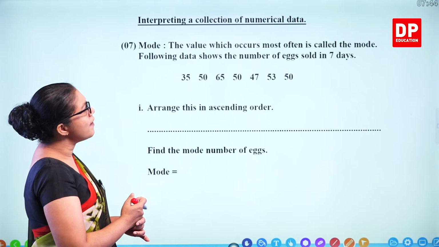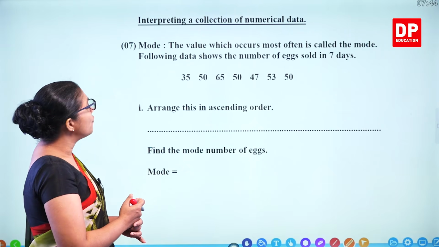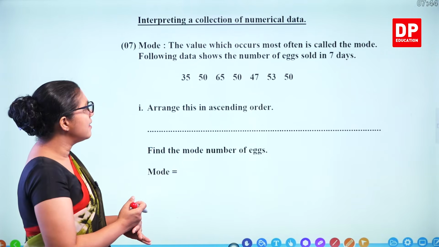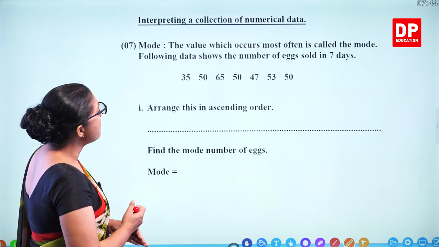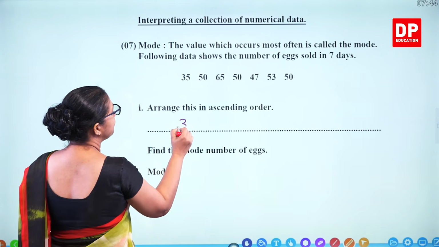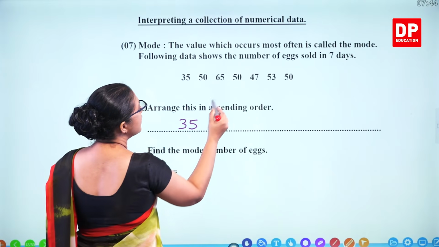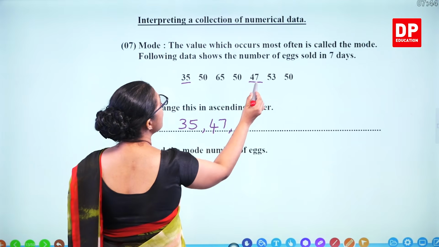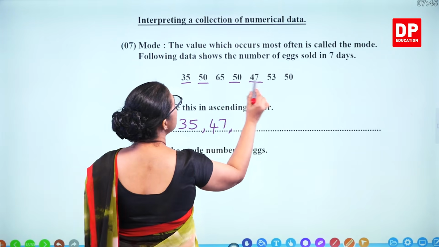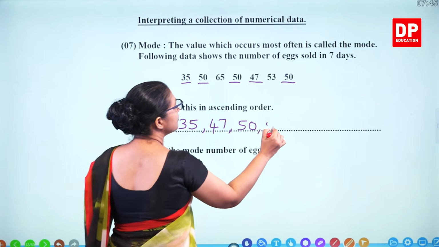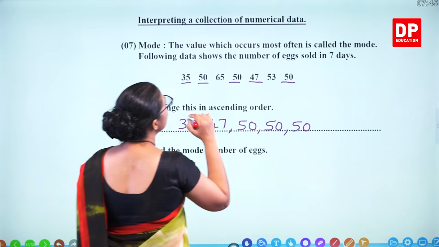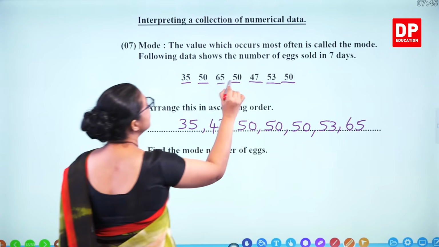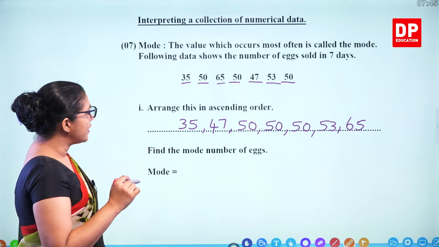The following data shows the number of eggs sold in 7 days. So first we can arrange the data set in increasing order, that means ascending order. Starting from 35, then we get 47, then 53 three times, and then 65. So this is in increasing order, ascending order.